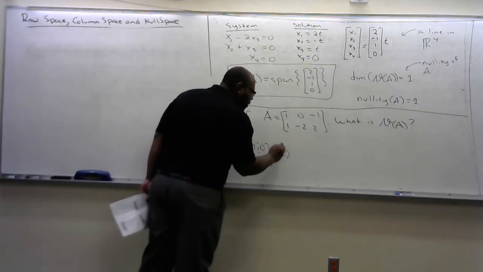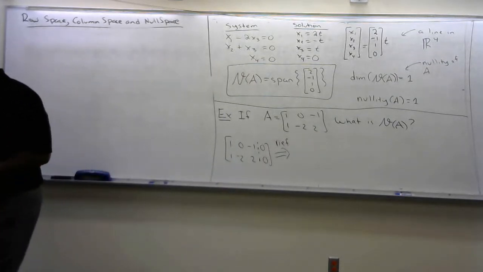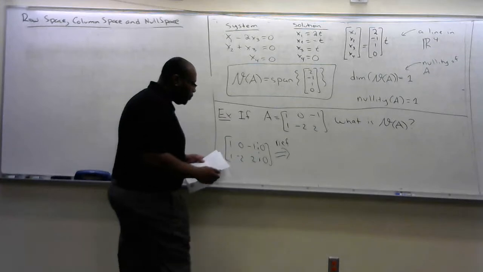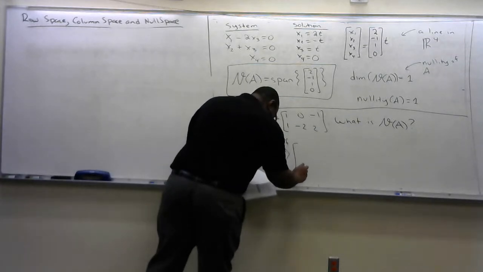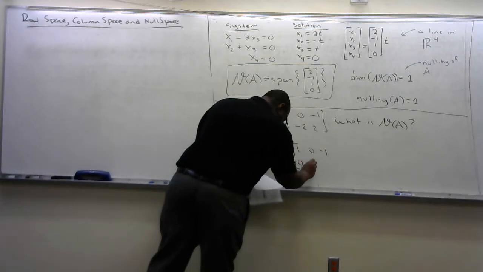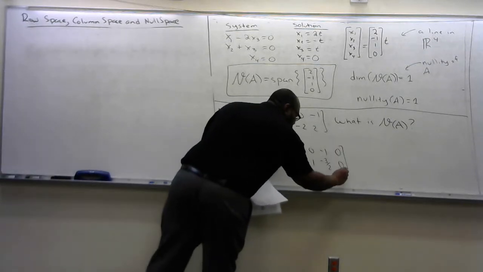The reduced row echelon form of this, when I work this out, see if I have it. I should have it somewhere here. Yes, I do. I have that it is 1, 0, negative 1, 0, 1, negative 3 halves, 0, 0.